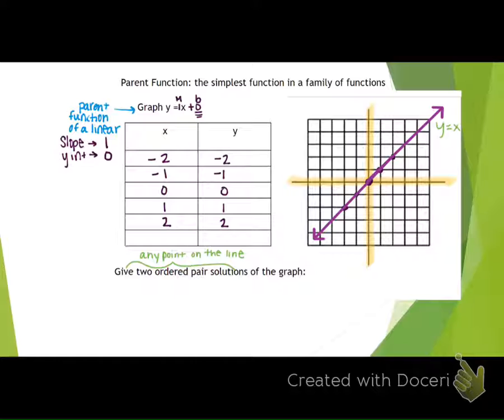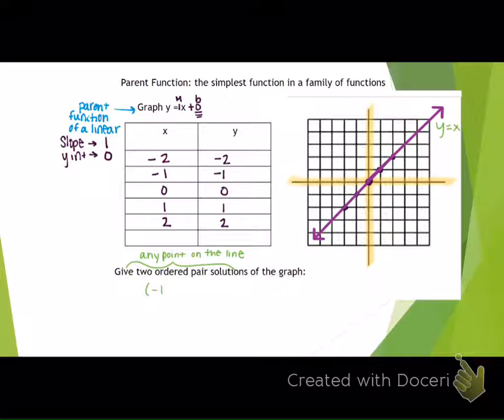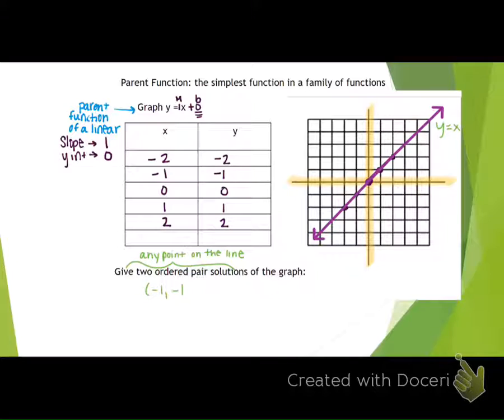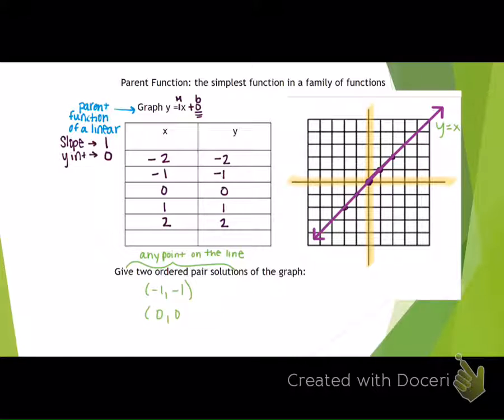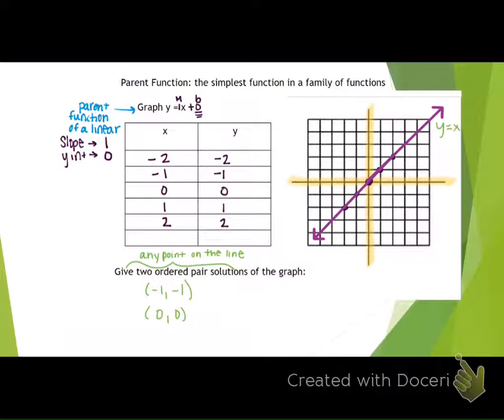Jacob? -1, -1 is a true statement. If you plug in -1 for x, you get -1 out for y. -1 equals -1. Peyton? 0, 0. It is a point along the line. If you plug in 0 for x, you get 0 out for y. 0 does equal 0. Okay? So that's what makes it a solution. It makes that equation true. It is a point on the line.